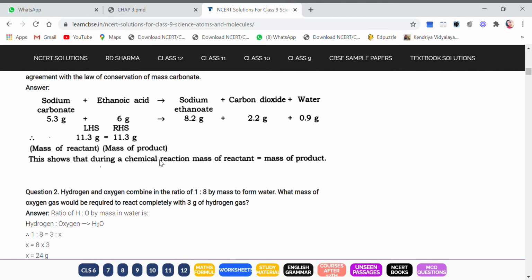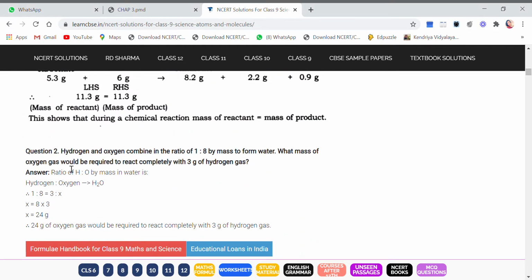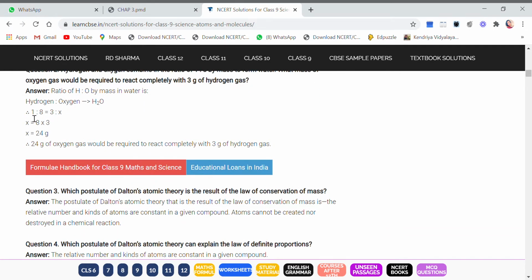Let us see this equation now. This is our question number 2. You can see hydrogen and oxygen combine in the ratio of 1:8. So this is how we write. The ratio of hydrogen to oxygen by mass in water is how much? 1:8, right? So they are asking you how much oxygen is required if we use 3 gram of hydrogen gas. So our equation will be, you see, 1:8, which is already given, is equal to 3:x.